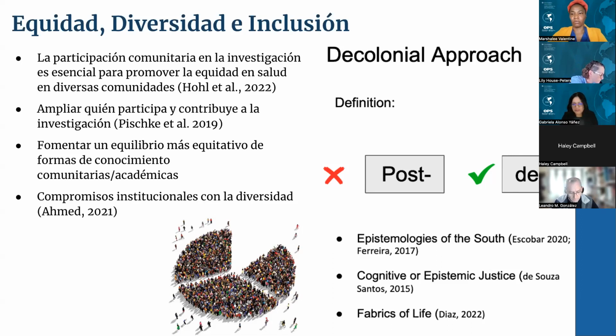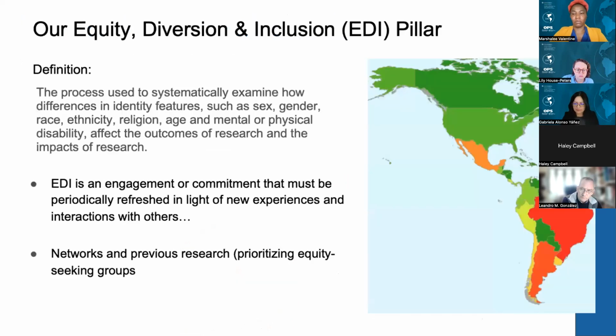The references that we have already mentioned from the beginning behind our work, Epistemologies of the South, cognitive or epistemic justice. This means that all knowledge in the world is valid and is useful to face global challenges. And in connection with this principle of the fabrics of life as well. Next slide, please.